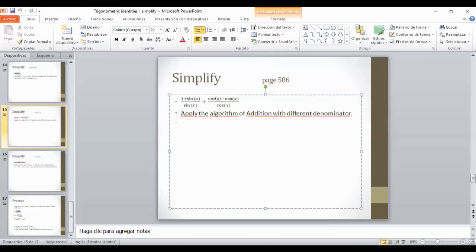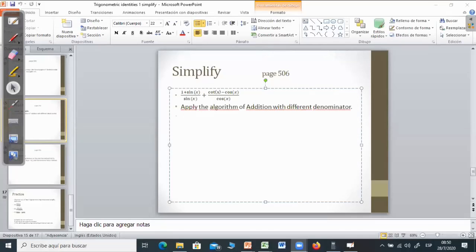This trigonometric identity, you will see what we want to do. And again, there's a big difference between simplify and establish an identity, okay?